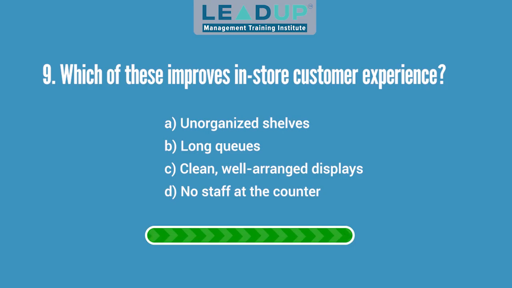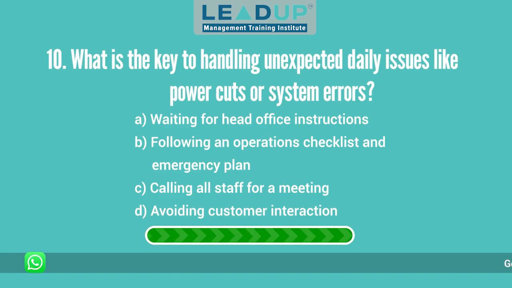Question 9. Which of these improves in-store customer experience? A. Unorganized shelves. B. Long queues. C. Clean, well-arranged displays. And D. No staff at the counter. Answer: clean, well-arranged displays.